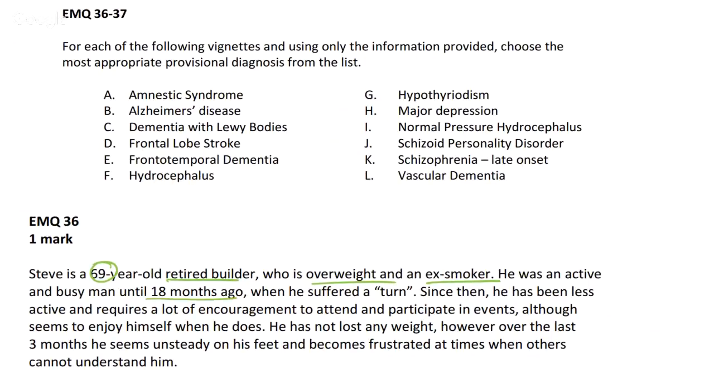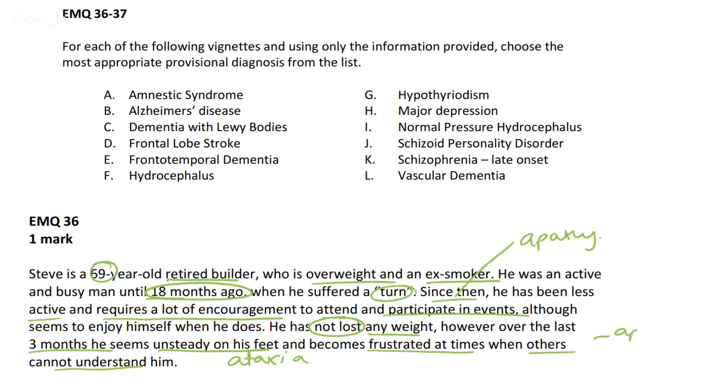Okay, so a 69-year-old, he's a retired builder, he's overweight, ex-smoker. He was active and busy until 18 months ago, where he suffered a turn. Since then, less active, requires a lot of encouragement to attend and participate in events. So he seems to have some sort of apathy, okay? He has not lost any weight. Over the last 3 months, he's become unsteady on his feet, so he maybe has some ataxia. He becomes frustrated at times when others cannot understand him, so maybe he has some sort of aphasia, okay?